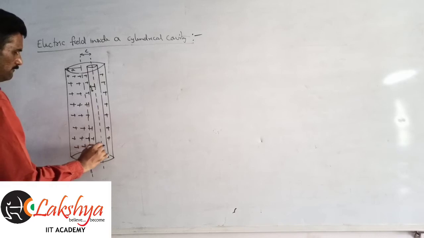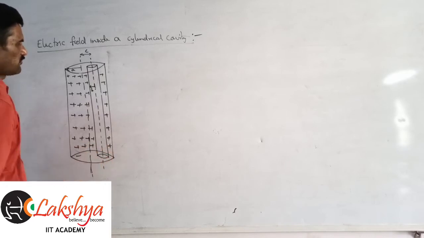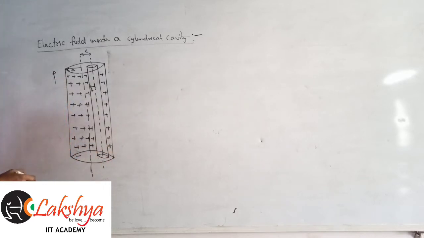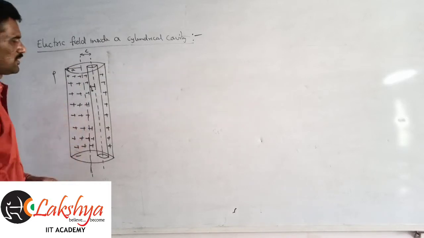Right? It is having some charge density rho. Now we need to find the intensity of electric field at any point inside this cavity. And now this is the original view here.